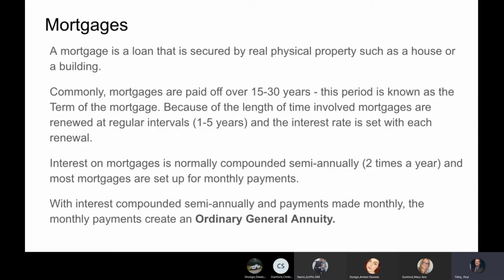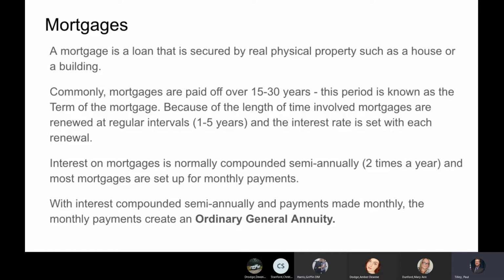So mortgages are paid off in 15 to 30 years. Mine is getting there. Knock on wood, I keep on paying big bucks on it. This period is known as the term of the mortgage. So you'll hear tell of this term. Whenever you go to get a mortgage, the term is normally 25 years. That's the most common one.